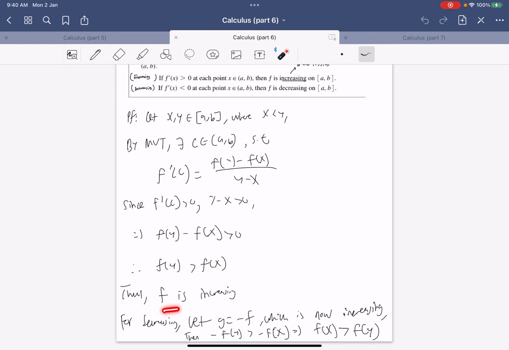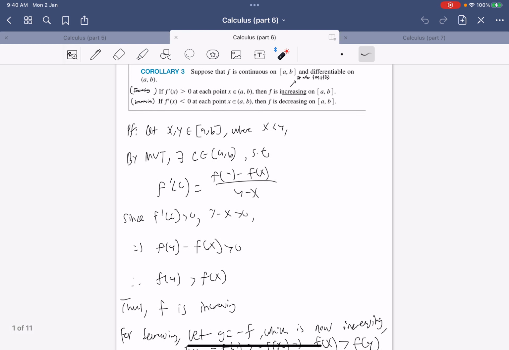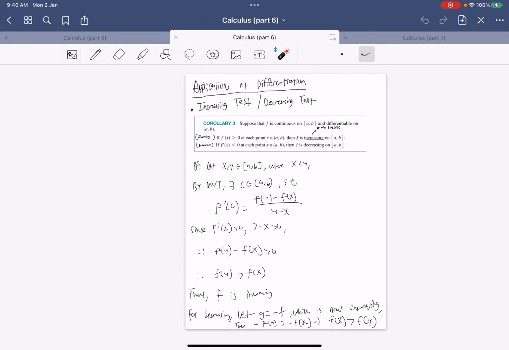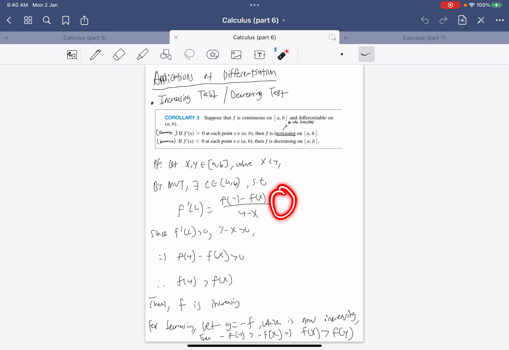So, f is increasing. And this is really a good way to test whether a function is increasing or decreasing. And so now you can see the application of how we are using the mean value theorem.